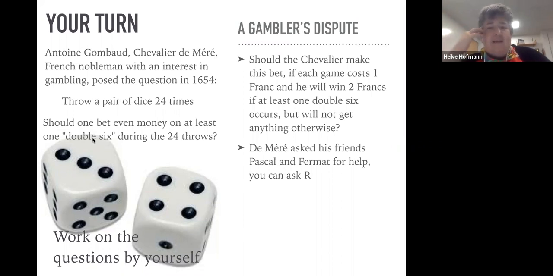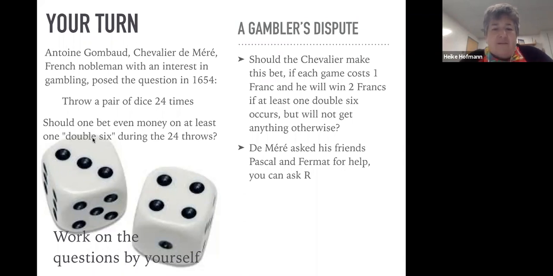Essentially what the Chevalier is asking is, if each game costs $1 and he's going to win 2 francs for every time that there's at least one double six, but he will not get anything back if there is no double six, should he make that bet?